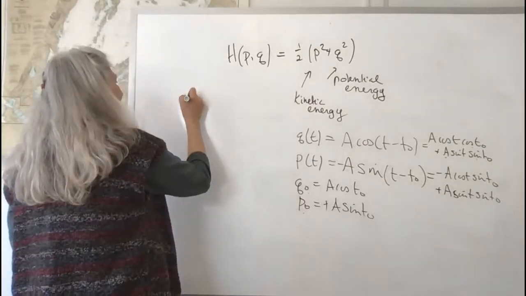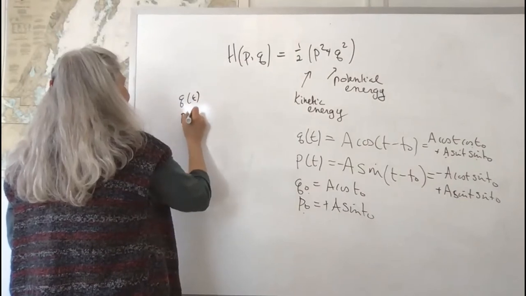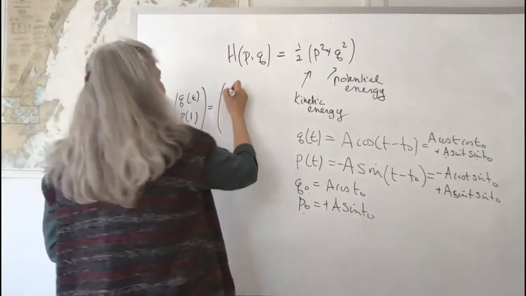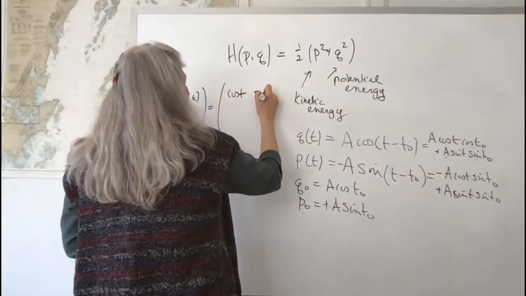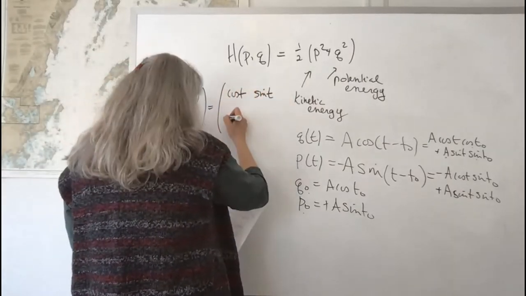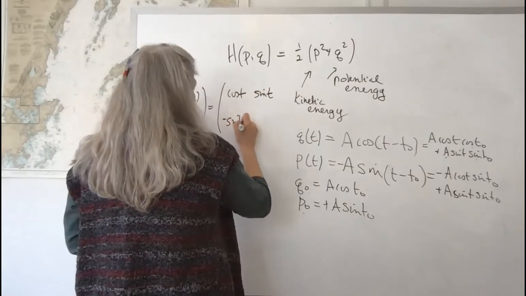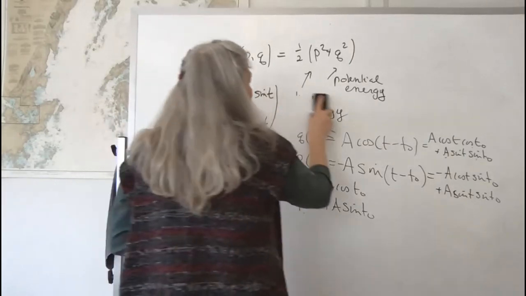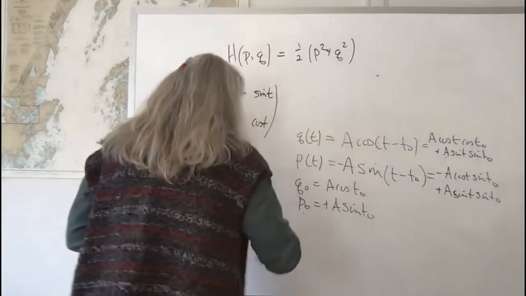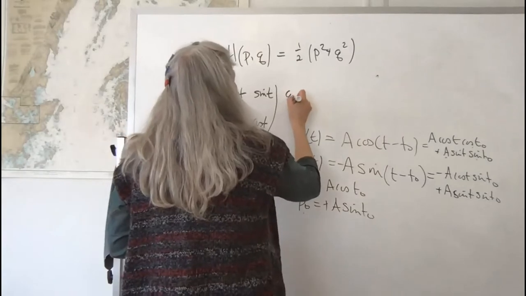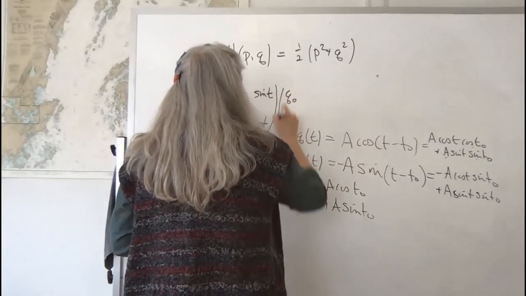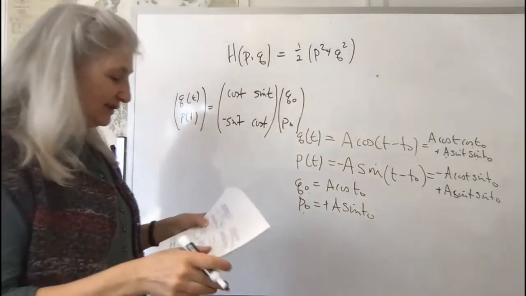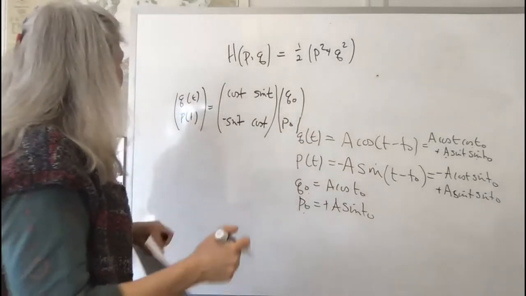So Q of T and P of T, I'm going to write to look like this: sine, minus sine, cosine of T, times Q0 and P0. So it's a matrix times the initial condition. That's just convenient.